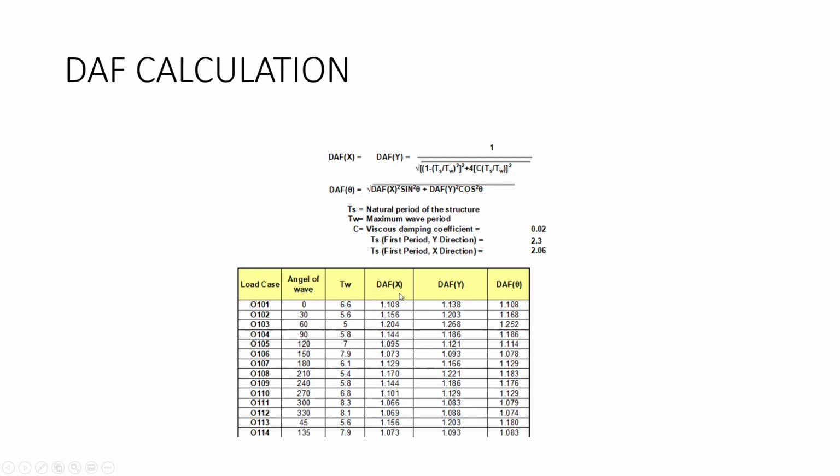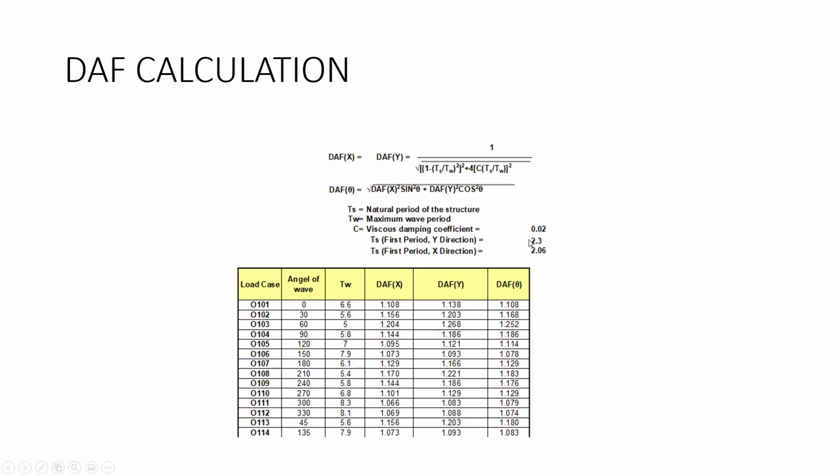Here two DAFs are calculated, DAF X and DAF Y. Whichever is the maximum, we have to take for our analysis. Okay, and theta is also calculated. This is calculated for the diagonal direction, but for conservatism we are doing only the first mode in the X direction or Y direction, whichever it comes. So we need not do X, Y, Z and theta. One simple DAF is enough.